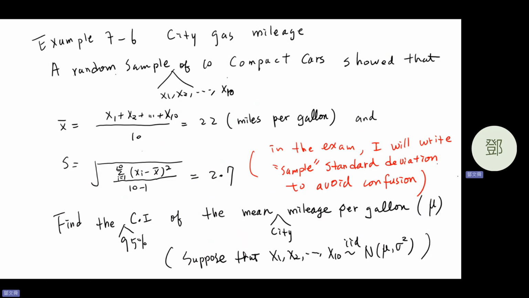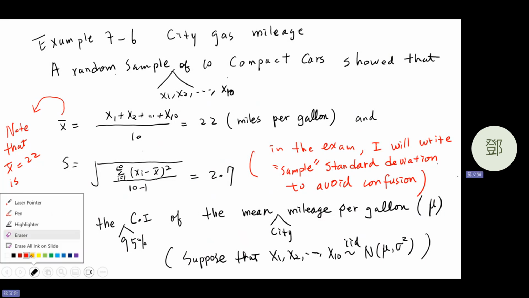And note that x bar equals 22 is also the point estimate for mu.